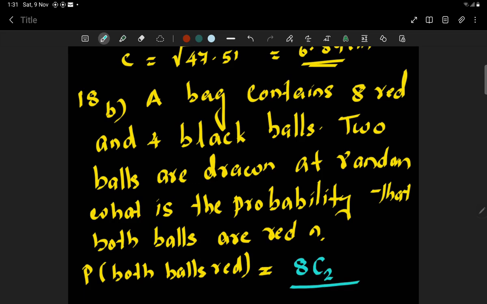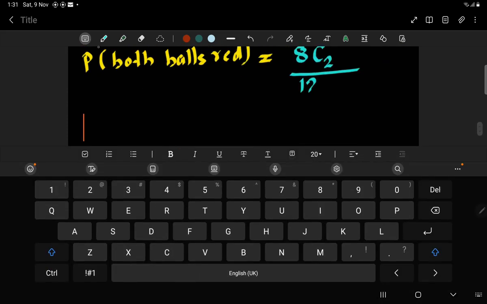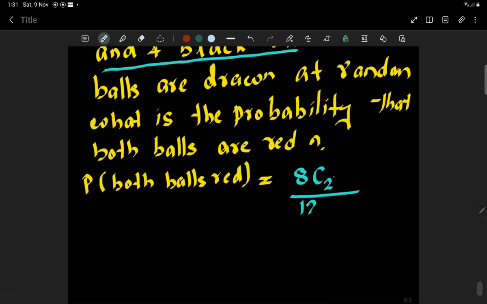The denominator part means the total balls we can take. From the total balls we are taking 2 balls. Total here is 8 red and 4 black, so total balls 12. From 12 balls we will take 2 balls. Understand? That is 12C2 in the denominator. Then use a calculator to find the answer. 8C2 is 28, and 12C2 is 66.